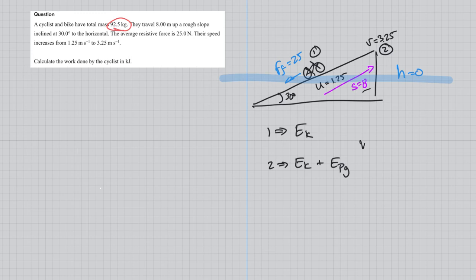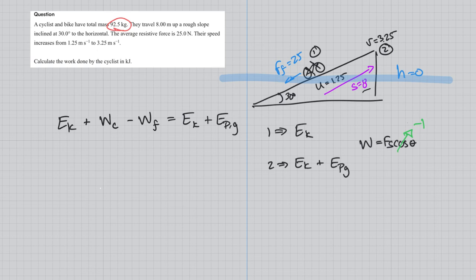So the work done is force times displacement times cosine theta. Now, in this case, our cosine theta should be negative one, because my displacement is up and my force is back. So the angle between those is going to be 180, and the cosine of 180 is negative one. So we're going to set up our equation: kinetic energy initially plus work done by the cyclist minus work done by friction equals kinetic energy at the end plus potential energy due to gravity.